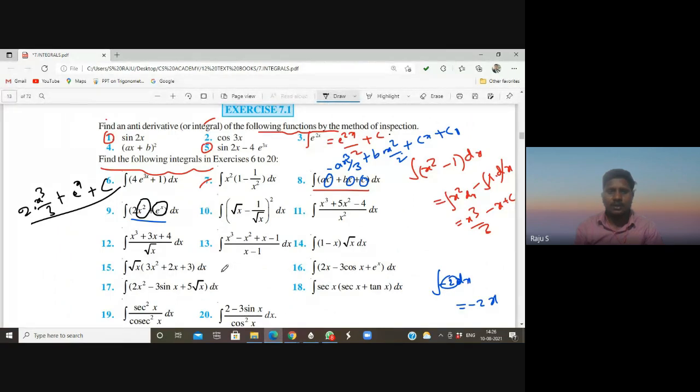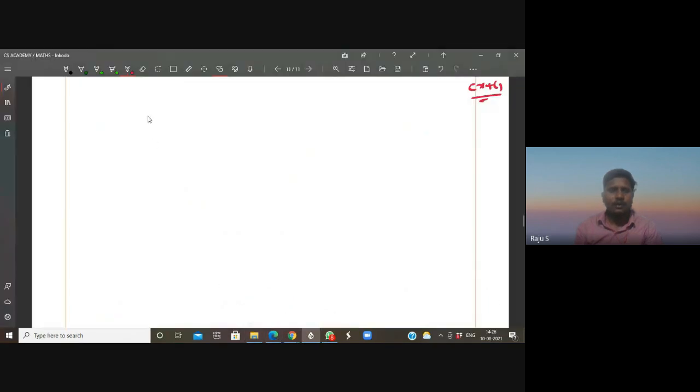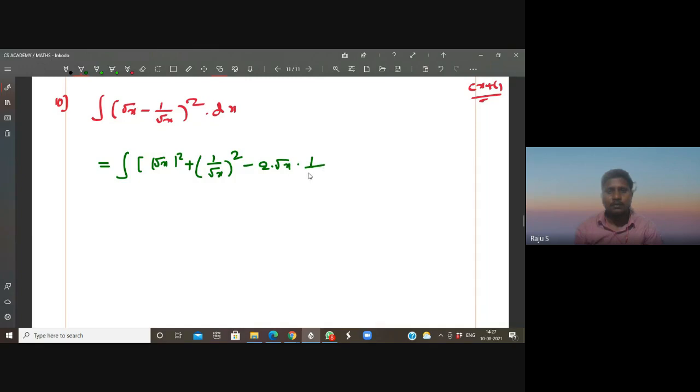Next one is the 10th one. Integral of root x minus 1 by root x, the whole square. Can you integrate directly? No, it's not possible. So we can apply the formula for a minus b the whole square. What is the formula? a square plus b square minus 2ab. Clear, students?